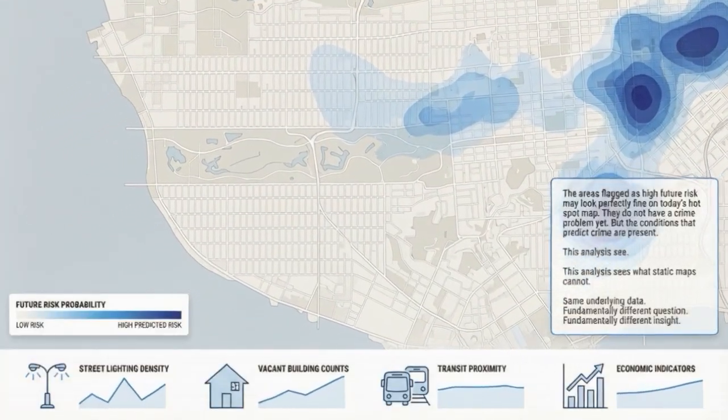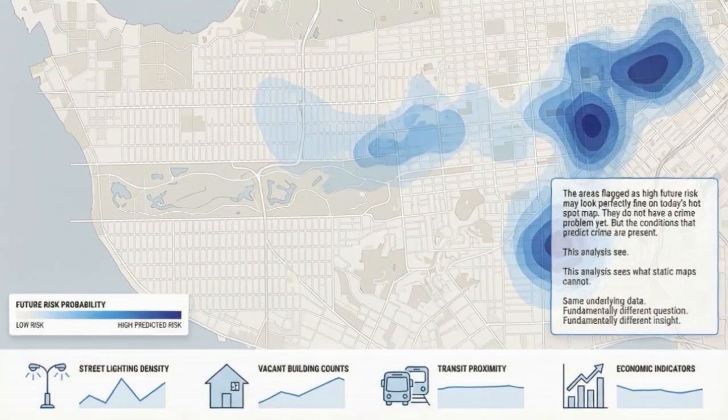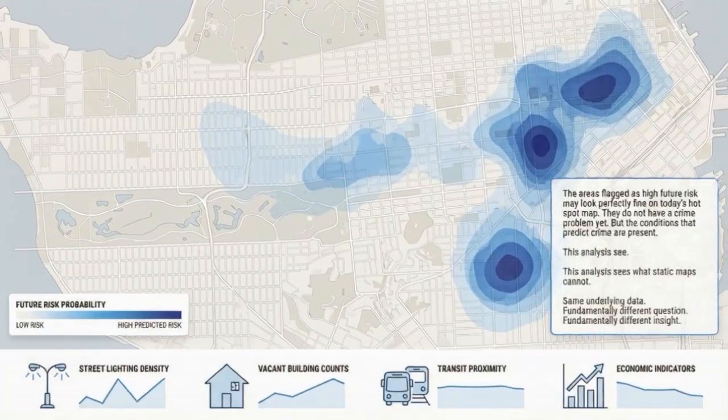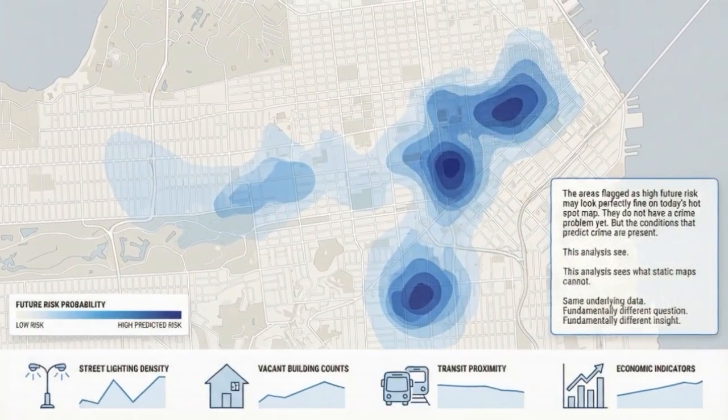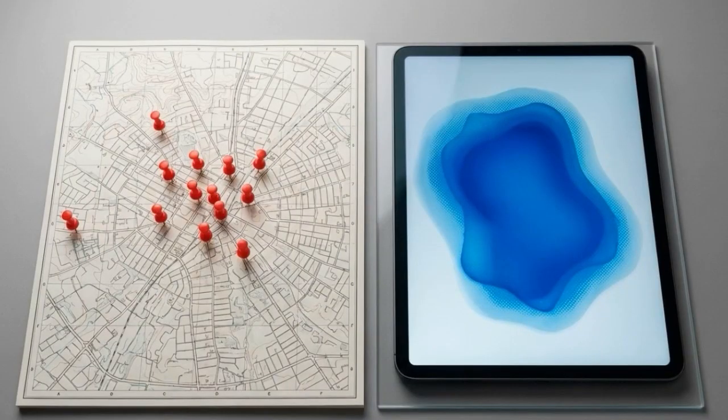These blue zones have no crime problem yet. On today's hotspot map, they look fine. But the underlying conditions suggest that these areas are where the next increase will likely happen. By asking a predictive question, we can see vulnerabilities that the historical maps can't detect.